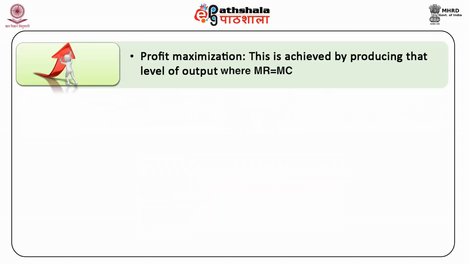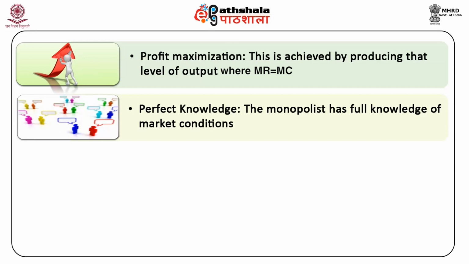Sixth, profit maximization. The sole objective of the monopoly is profit maximization. This is achieved by producing that level of output where addition to revenue is equal to addition to cost, that is, marginal revenue is equal to marginal cost. Seventh, perfect knowledge. The monopolist has full knowledge of the market conditions. Any uncertainty about market conditions is completely ruled out.